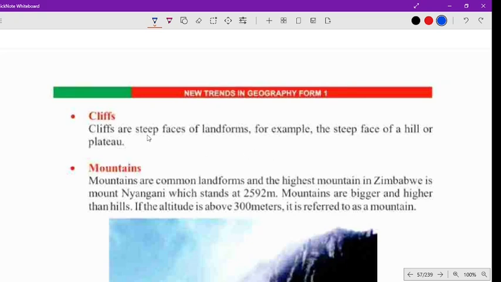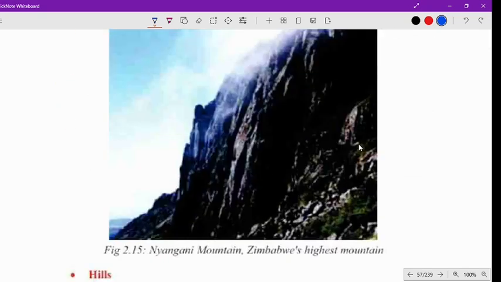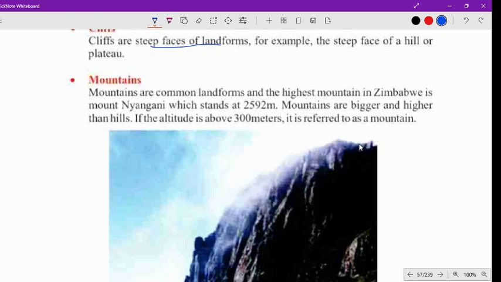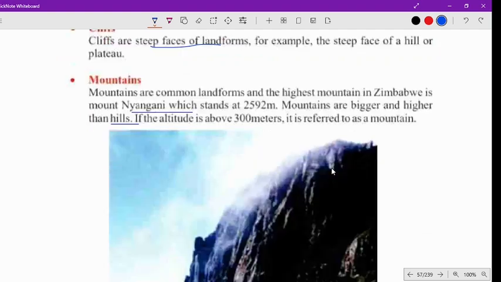Cliffs are steep faces of landforms. For example, the steep face of a hill or a plateau. So here's a cliff. Mountains are common landforms, and the highest mountain in Zimbabwe is Mount Nyangani, which stands at 2,592 meters above sea level. Mountains are bigger and higher than hills. If the altitude is above 300 meters, it is referred to as a mountain.